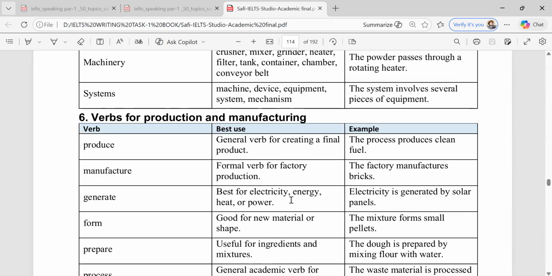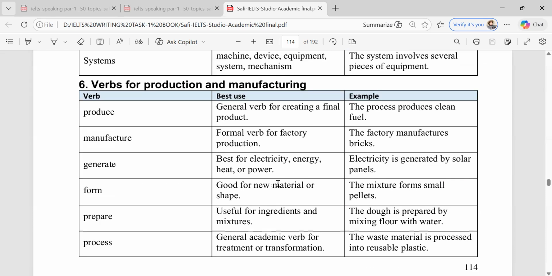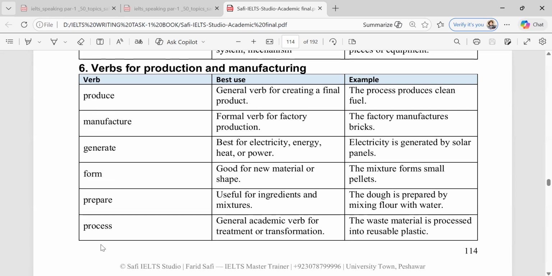And then for that we can have some of the verbs. So for verbs, for example, produce is a general verb for creating a final product. The process produces clean fuel. Manufacture, generate, form, prepare, process, and how to use them. In the example, I have used them.